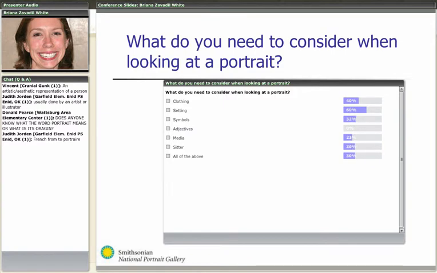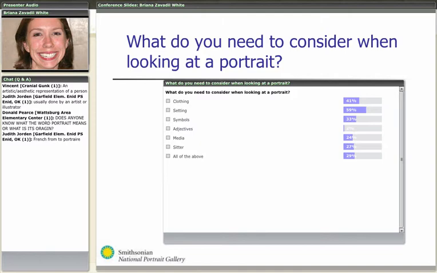So okay. These are all things we would be looking at as we read an image. Yes. Really, for us at the Portrait Gallery, we do consider all of these when looking at a portrait. And I find it interesting that setting came up as 58%, more than the others, because it is everything.